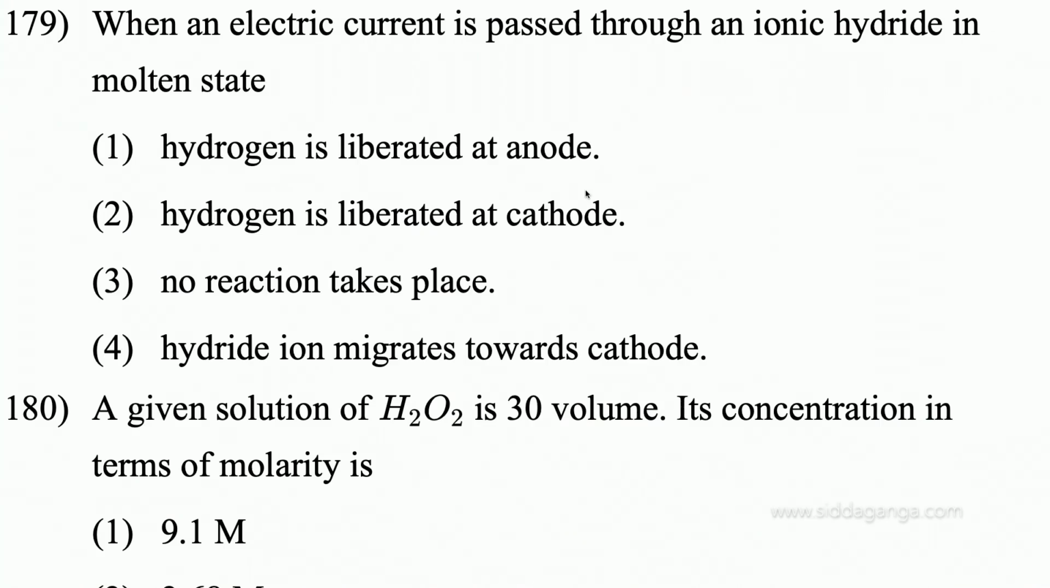Next question. Yes. When an electric current is passed through an ionic hydride in molten state, this has been repeated again. So answer is option 1, hydrogen is liberated at anode. Next question.